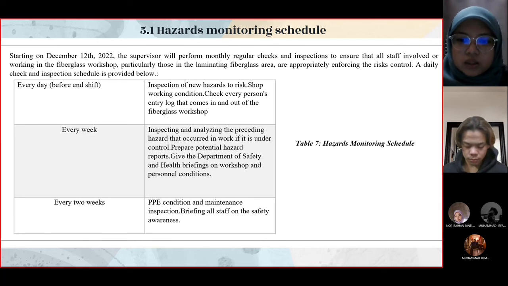Table 7, Hazards Monitoring Schedule. Every day before end shift: inspection of new hazard to risk, shop working condition. Check every person's entry log that comes in and out of the fiberglass workshop. Every week: inspecting and analyzing the preceding hazard that occurred in work if it is under control. Prepare potential hazard reports. Give the Department of Safety and Health briefings on workshop and personnel conditions. Every 2 weeks: PPE condition and maintenance inspection. Briefing all staff on the safety awareness. Next.